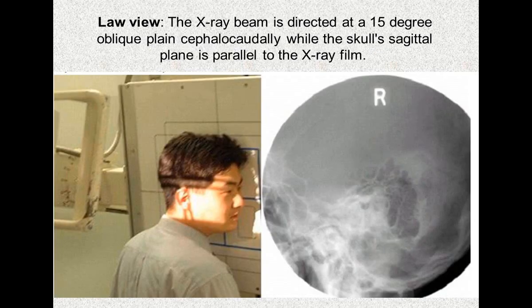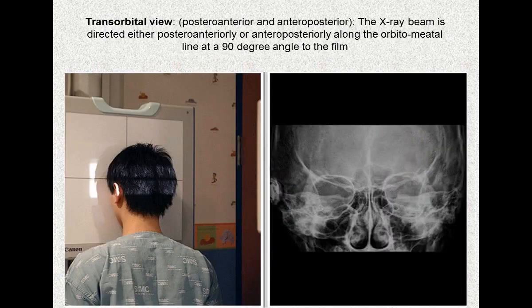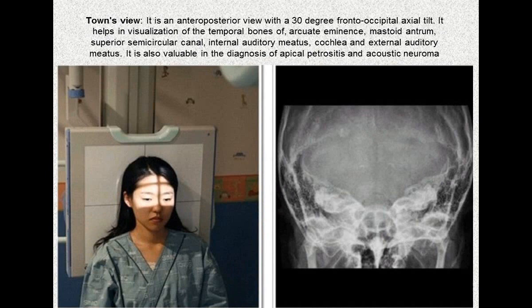This is the view of the mastoid, how to do it in X-ray, plain radiograph. Lateral view, transverse view, transorbital view, Towne's view.